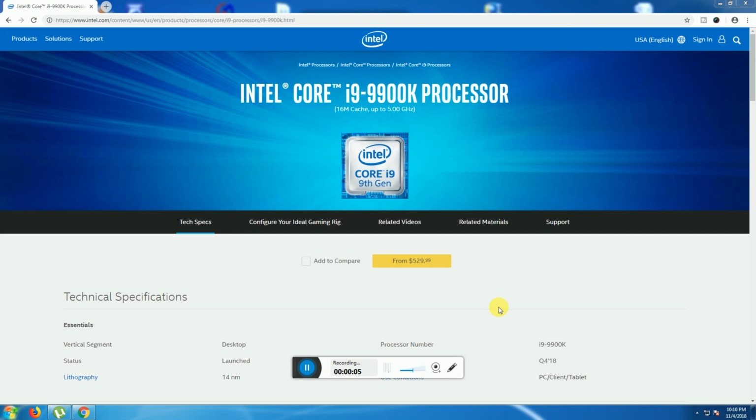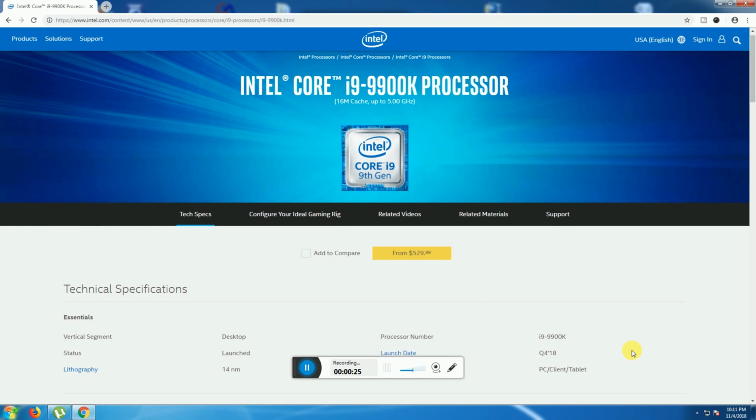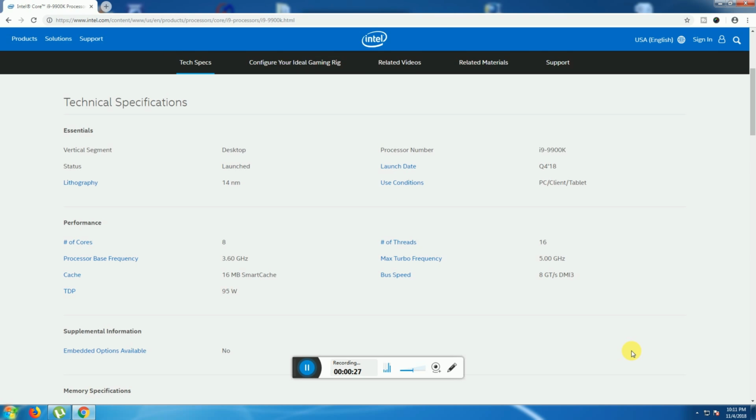Today I will explain the topic of Intel Core i9 processor. This i9 9900K processor has 16 MB cache memory and 5 GHz unlocked speed. This lithography is 14 nanometer. The number of cores is 8 and threads is 16.